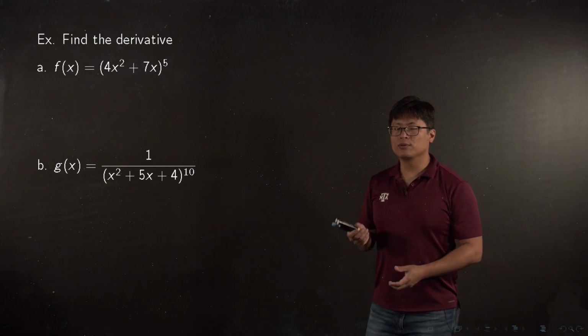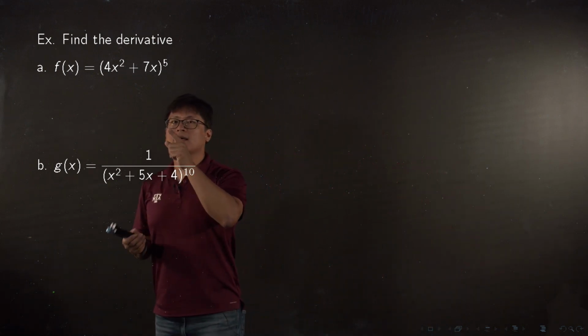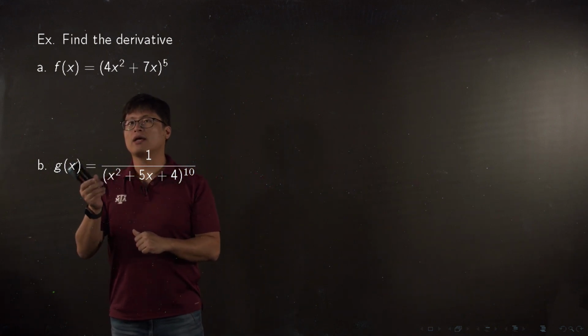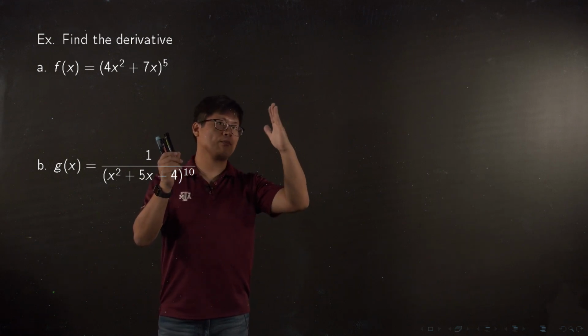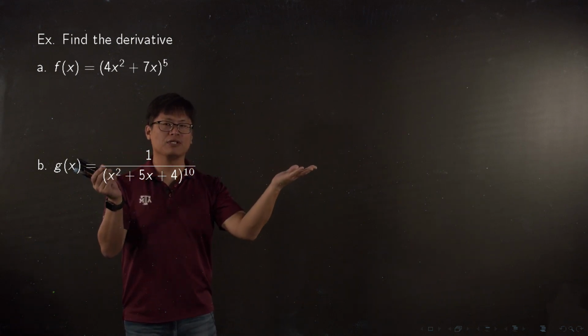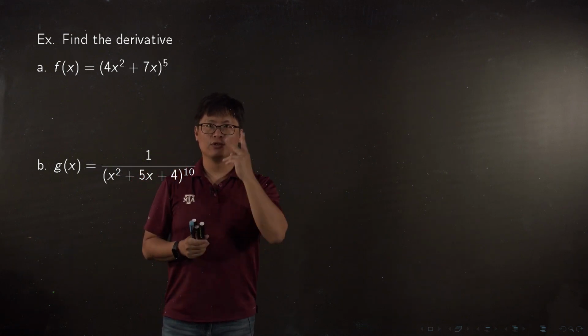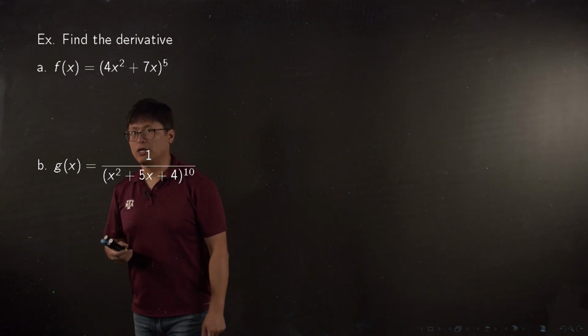Let me give you a couple of examples, okay? Look at that. First of all, you have to realize there are layers for this function, okay? Function f is (4x squared plus 7x) to the 5. So your power 5 is the outside function, and 4x squared plus 7x is your inside function, a two-layer function, okay? Then we're gonna apply the chain rule, okay? Here we go.